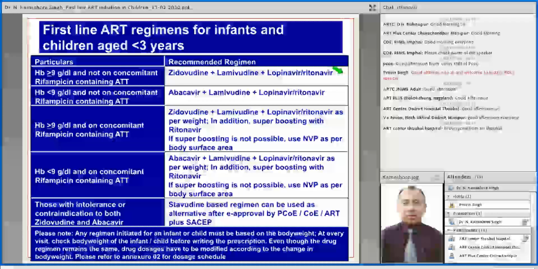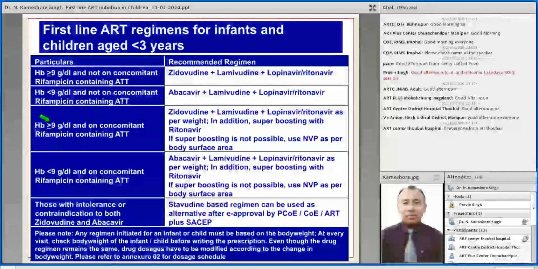If the hemoglobin is less than 9 gram per deciliter and not on concomitant rifampicin-containing ATT, then we select abacavir instead of zidovudine, as hemoglobin is less than 9 gram per deciliter. The remaining lamivudine and lopinavir-ritonavir are the same.